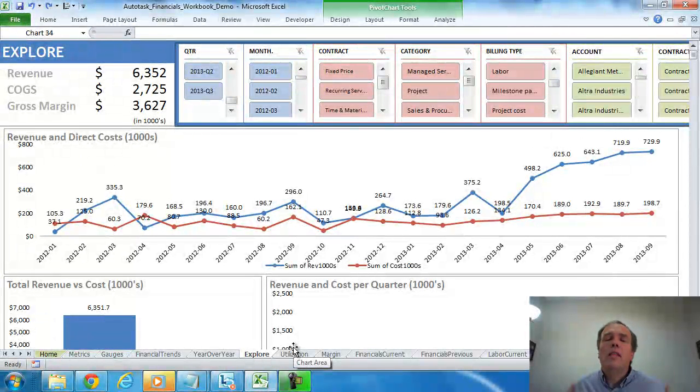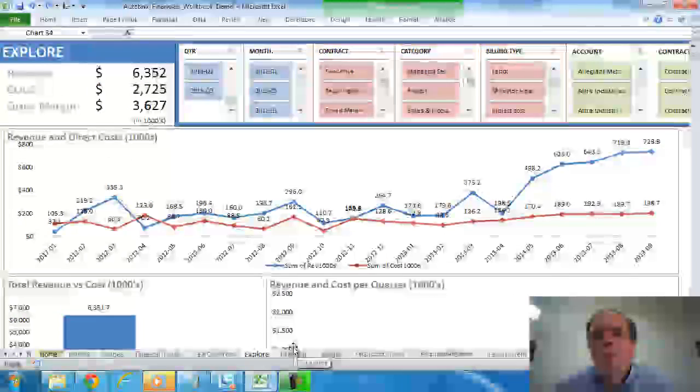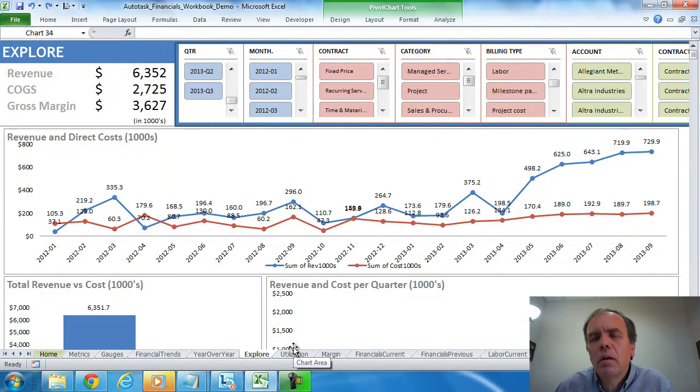The Explorer screens are really where the trending analysis tells you what happened. The Explorer screens allow you to identify why certain things happen. And we actually have 3 different Explorer screens as part of the financial workbook. The first is really an exploration of your revenue and cost and gross margin.